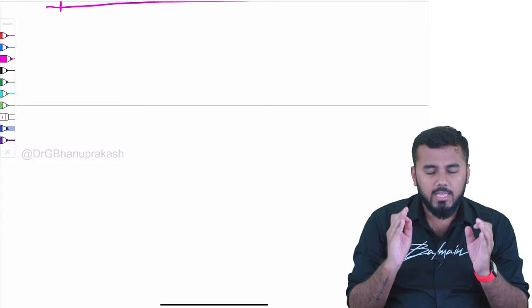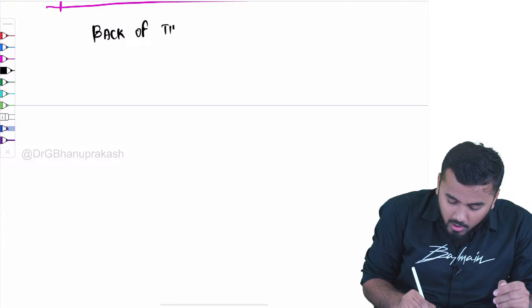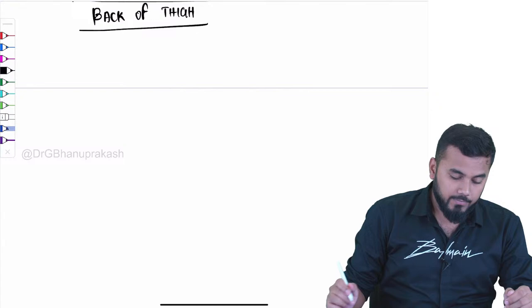Okay. Let us switch to the next part. After the gluteal region, the next part was what? Next part was back of the thigh. Now, after discussing this back of the thigh, we are going to encounter a very beautiful topic, guys. Okay. Back of the thigh.